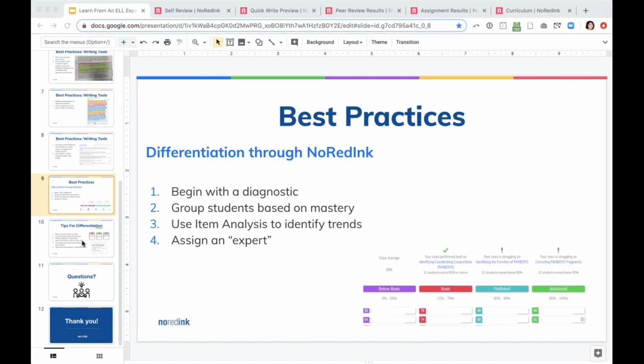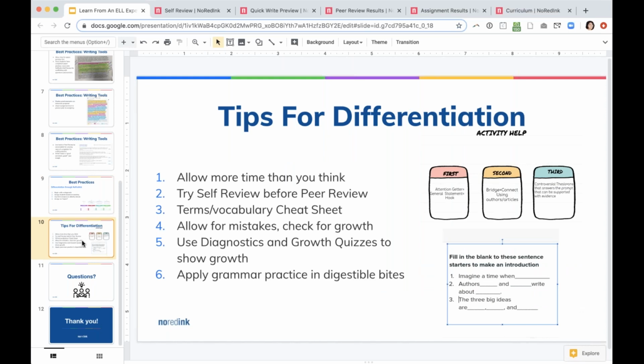Wonderful. Okay, and so going through a couple of other areas, we're going to transition into some more general tips for differentiation, and I'm going to let Ashley take it away. Okay, so again, trial and error as a classroom teacher. Here are the 6 things that I found work pretty well.